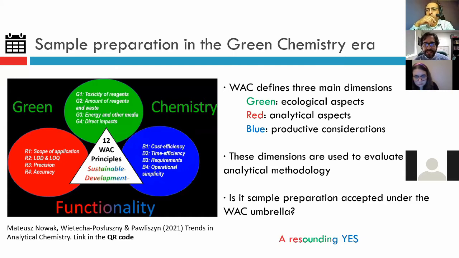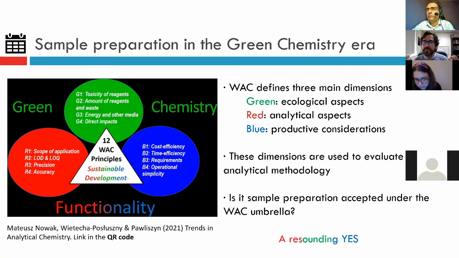So the white analytical chemistry, and the term comes from the red, green, blue code that is used for the definition of colors. The white analytical chemistry uses all these dimensions to define or to evaluate an analytical methodology. So the question that we can make is: is sample preparation accepted under the white analytical chemistry umbrella?